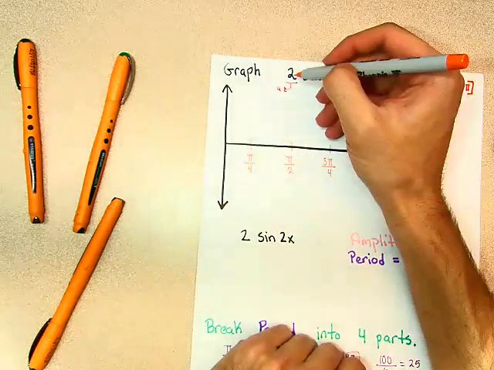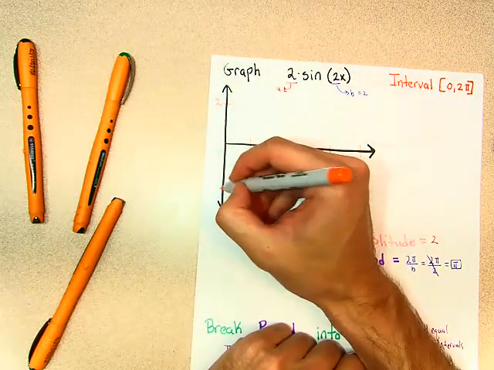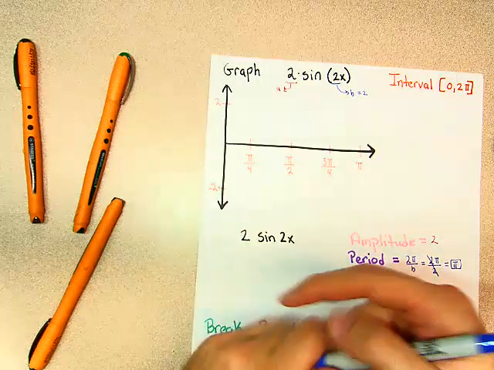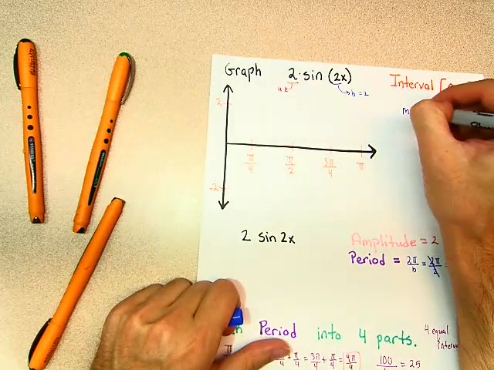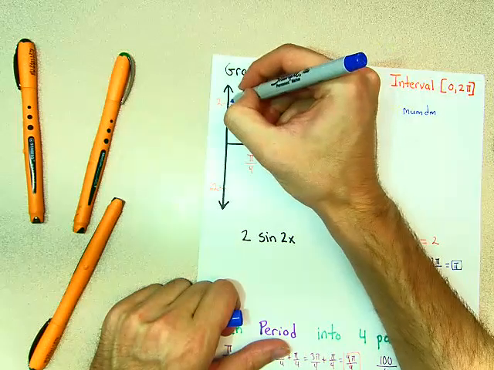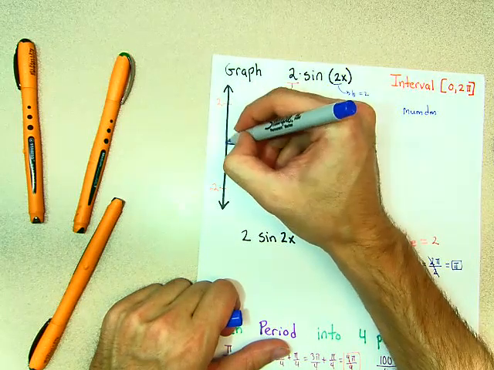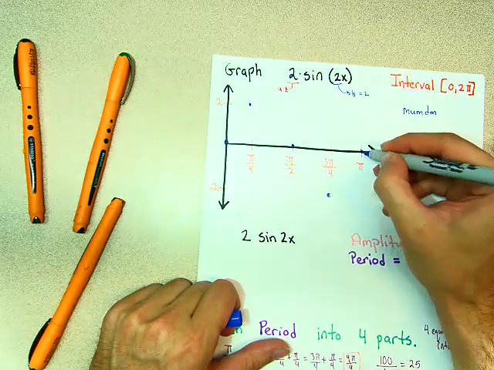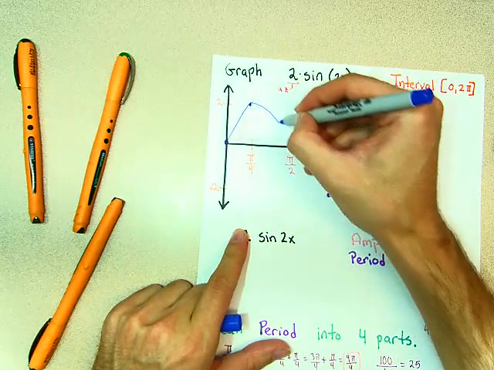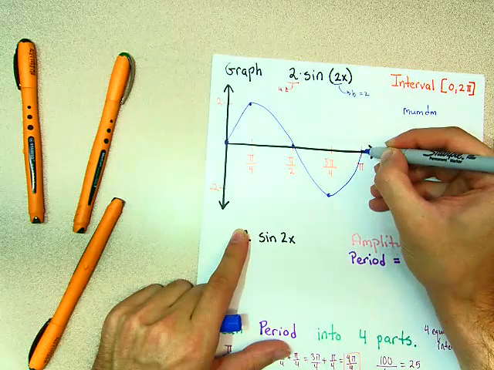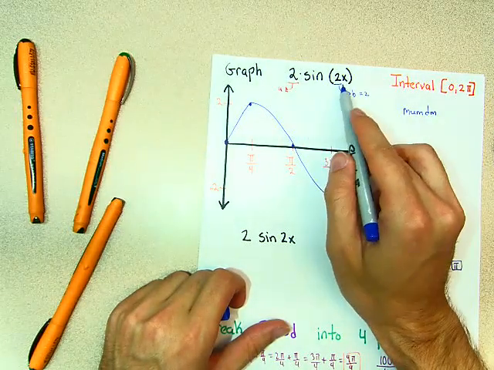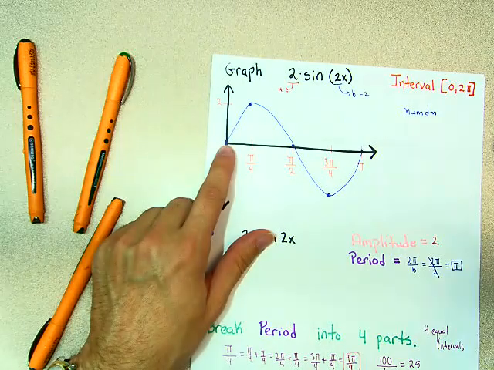And notice that this is our amplitude, right? So this is 2 and this is -2. And then every sine function needs a what? It needs a mum-dum. So we use mum-dum. And this is it. So we just go middle, up, middle, down, middle. And this is it. Okay? So this is one cycle of 2 sine 2x. And notice here it ends at pi.